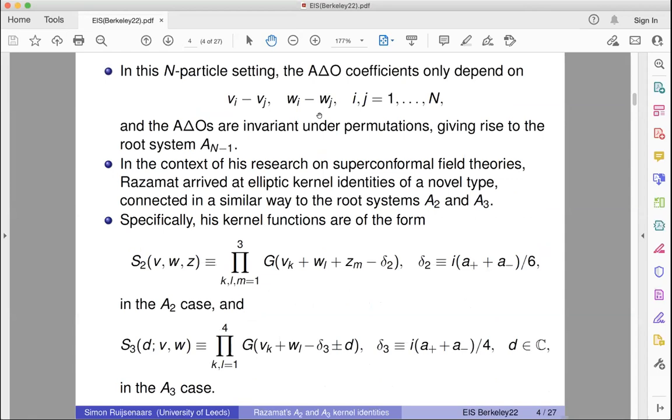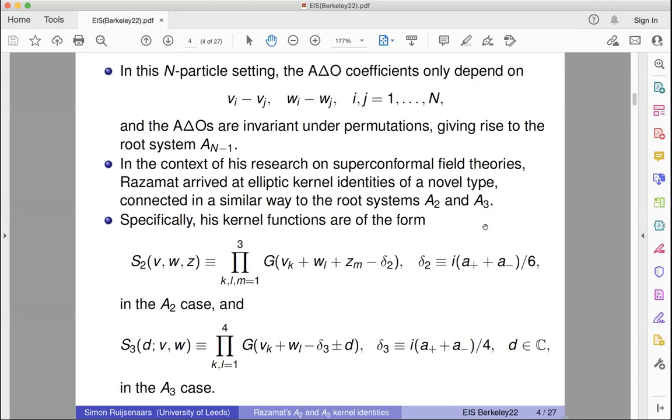And now in the case that Shlomo Razamat found, you have a similar relation for these two special cases of A2 and A3, but what's new here is that you do not get this in case you let the positions, as I tend to view them, vary arbitrarily. You actually need to make the center of mass constraint, and that's the novel thing about it.